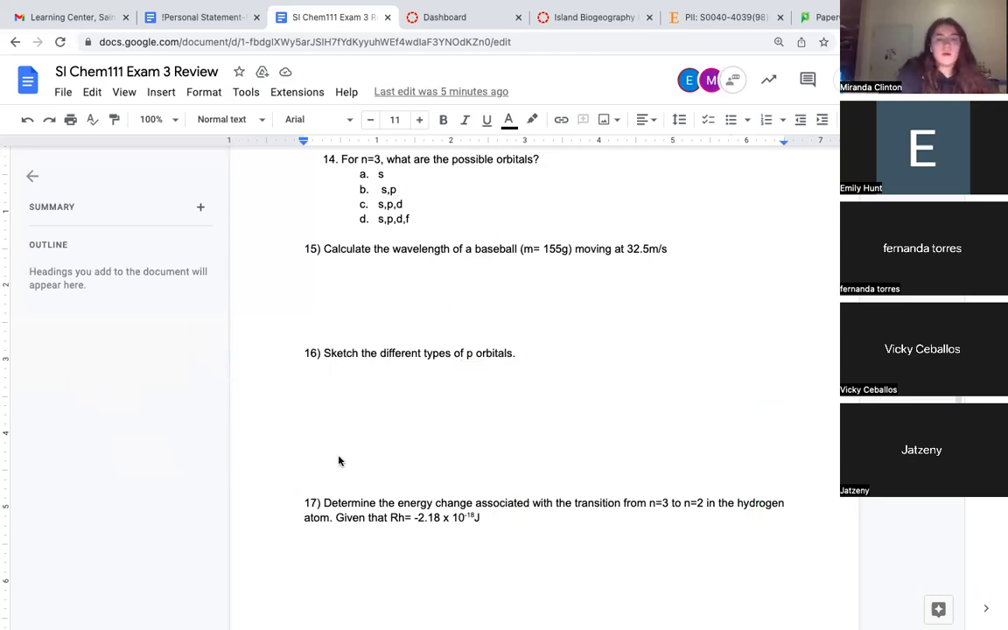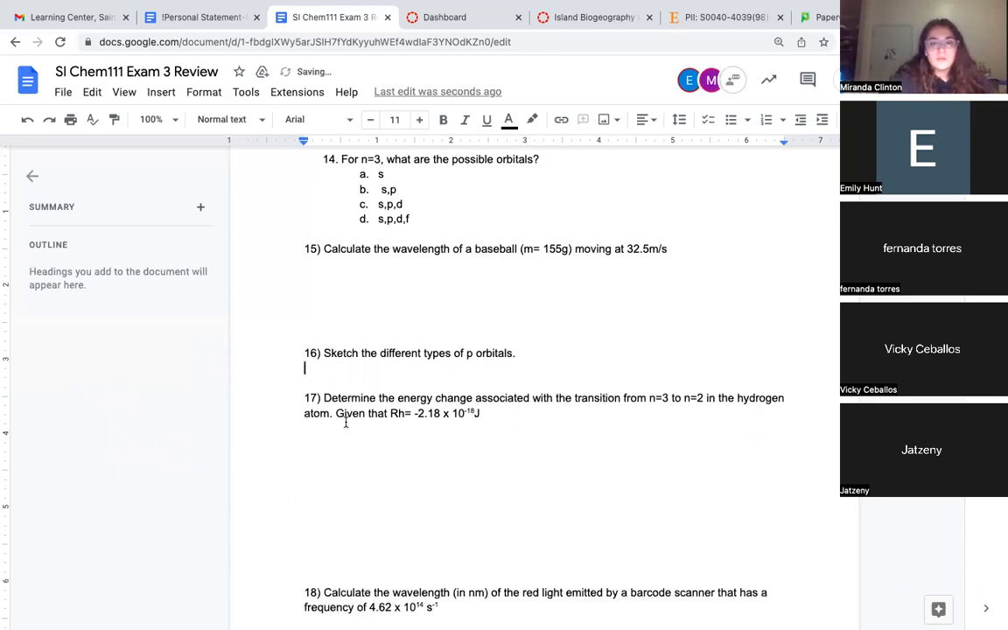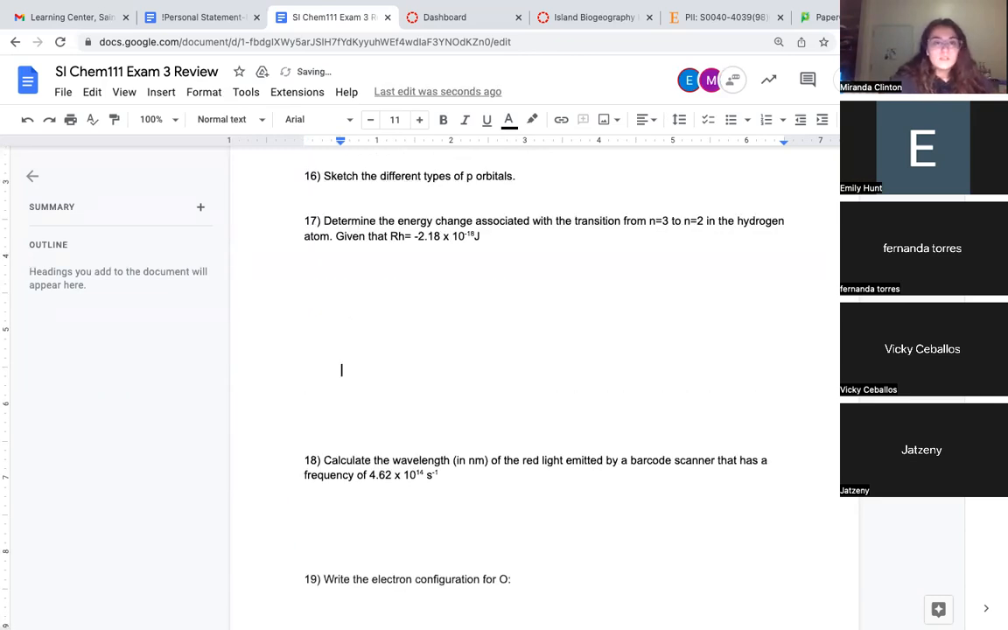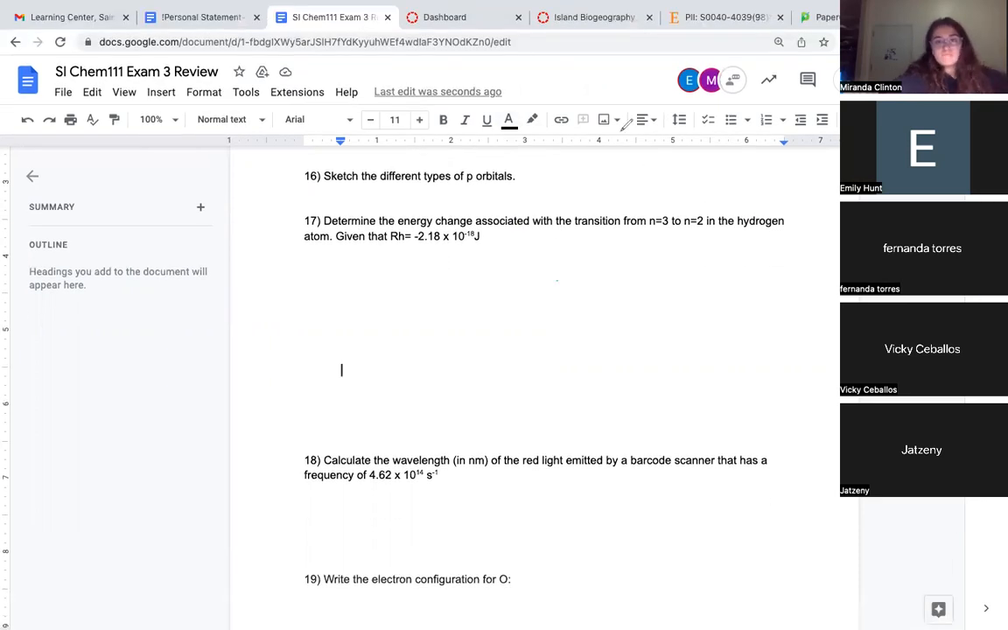Okay, this one Amanda said was kind of like the one that you guys were struggling with on the quiz. So let's first start off by, does anyone know the equation that we'll be using? Start off with change of E equals change in energy.